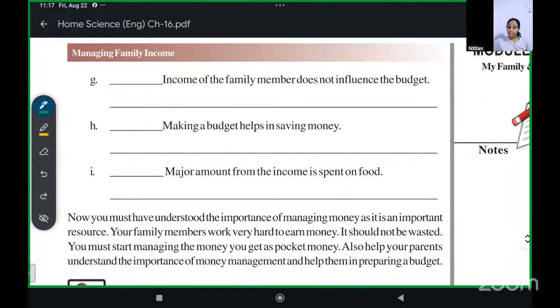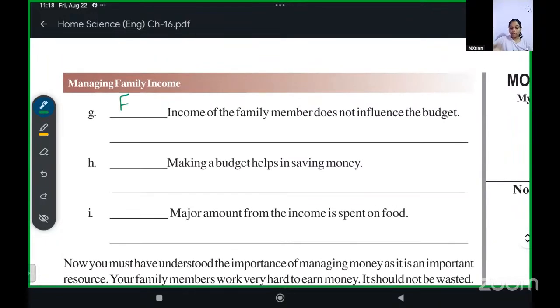Then, income of the family member does not influence the budget. False. Income of the family member does influence the budget, okay? It does influence the budget. Making a budget helps in saving money. True.